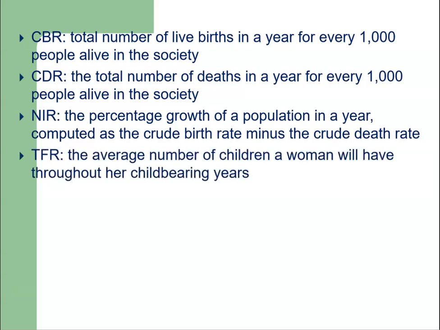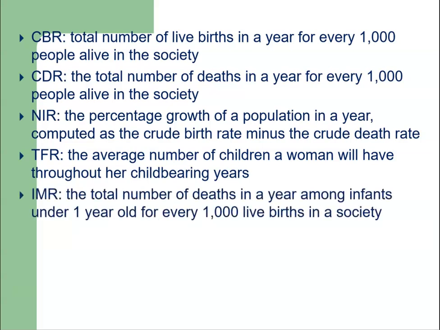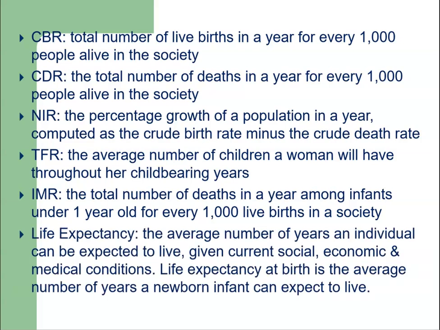Total fertility rate is the average number of children a woman will have throughout her childbearing age. Infant mortality rate is the total number of deaths in a year among infants under 1 year of age for every 1000 live births in a society. Life expectancy means the average number of years an individual can be expected to live given current social, economic, and medical conditions. Life expectancy at birth is the average number of years a newborn infant can expect to live.